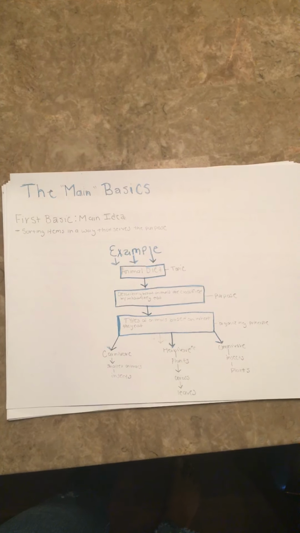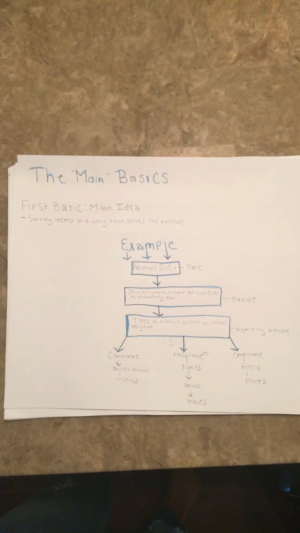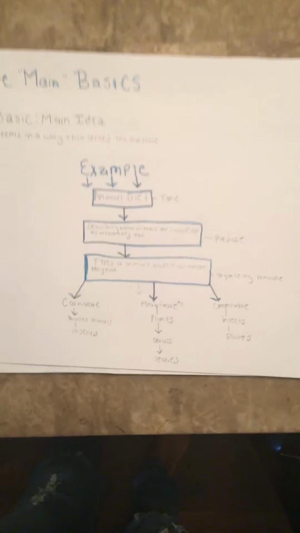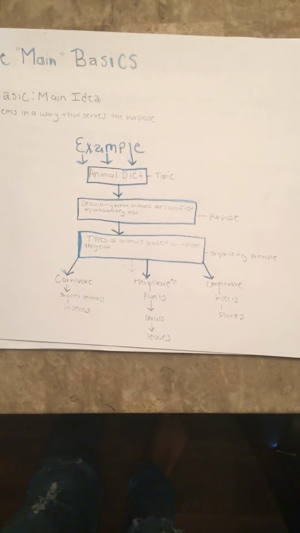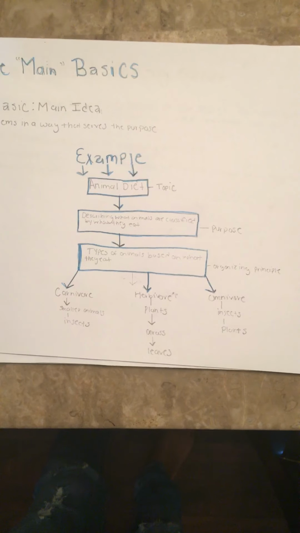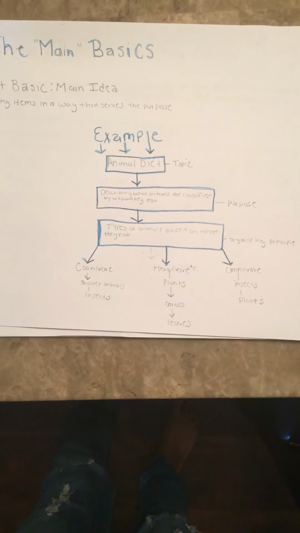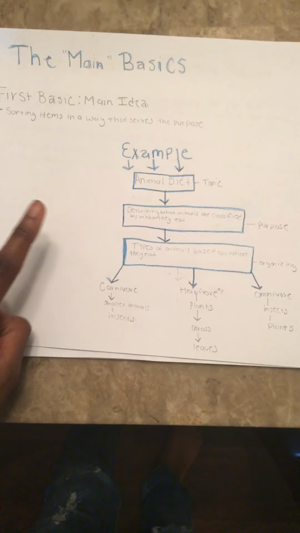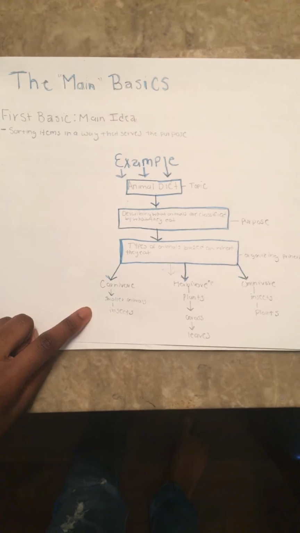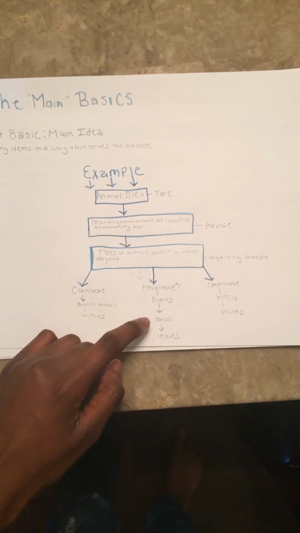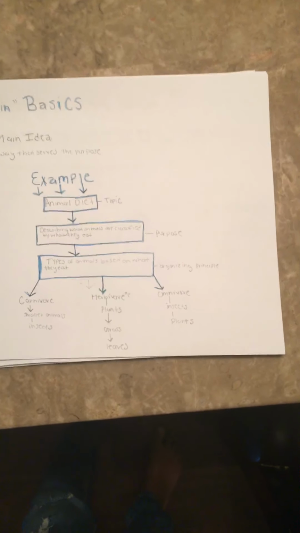The first main basic is the main idea: sorting items in a way that serves the purpose. So here's an example I drew. The topic is animal diet, and the purpose is to describe how animals are classified by what they eat. The organizing principle is types of animals based on what they eat. So I put carnivores. Carnivores eat only meat, which is smaller animals and insects. Herbivores only eat plants, such as grass and leaves. And omnivores eat both, so insects and plants, etc.